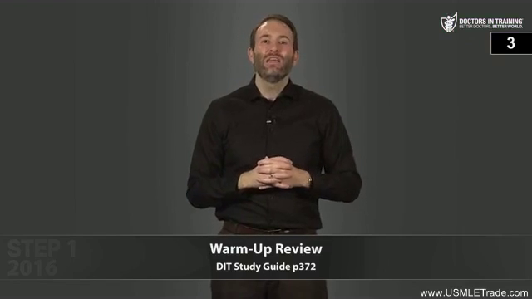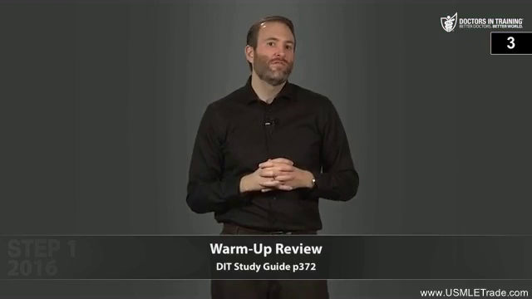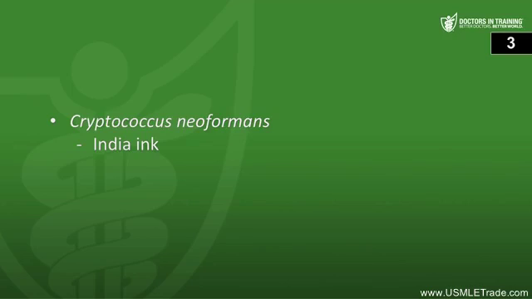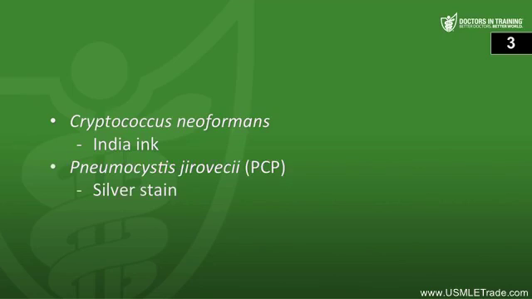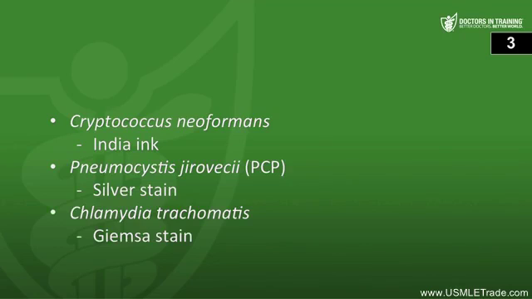Next, which stain is required to see each of the following organisms? So first we have Cryptococcus neoformans. You're going to use India ink. For Pneumocystis jirovecii, that's going to be a silver stain. And for Chlamydia trachomatis, you're going to use the Giemsa stain.